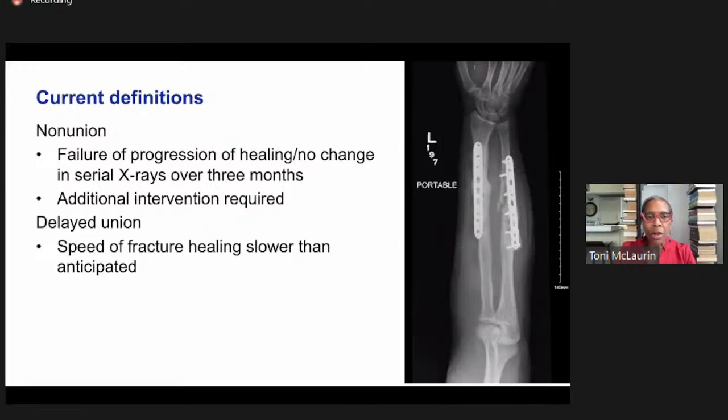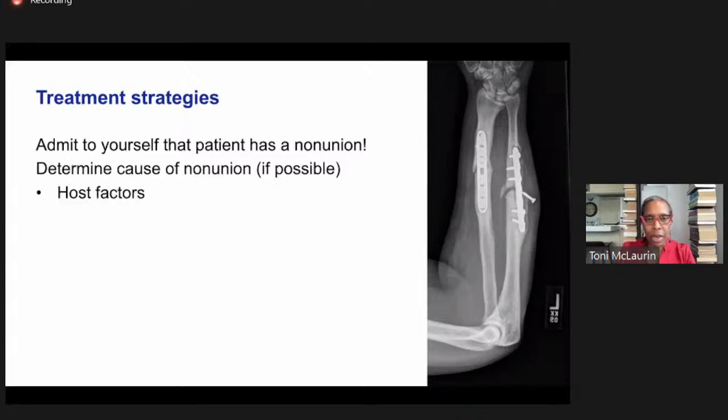We now call it failure of progression of healing, or no change in serial x-rays over 3 months, and when you feel like additional intervention is going to be required to get this to heal. A delayed union is just that the speed of the fracture healing is slower than anticipated. So there's no actual timeline for it, but more what you're seeing happening.